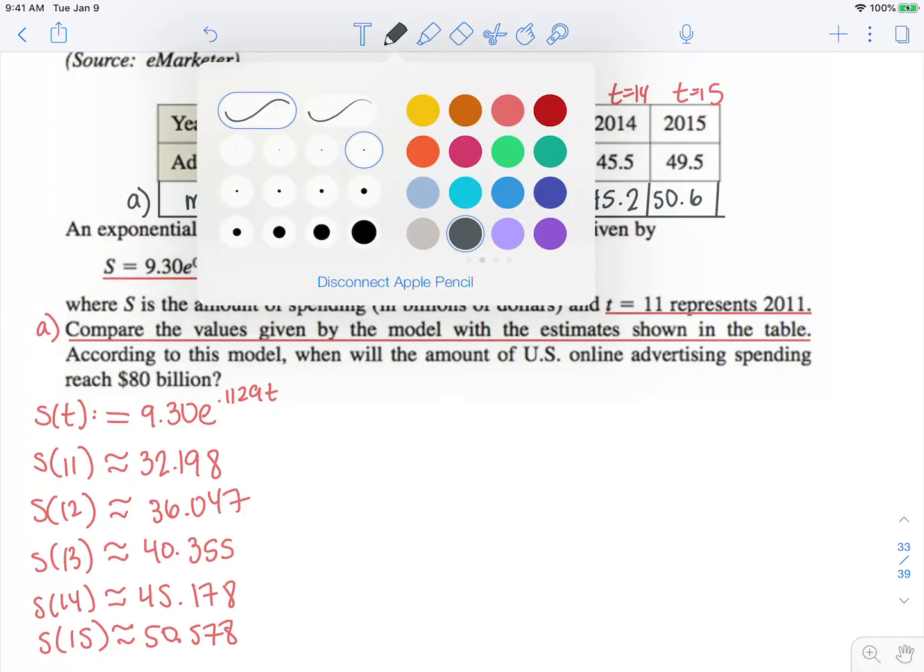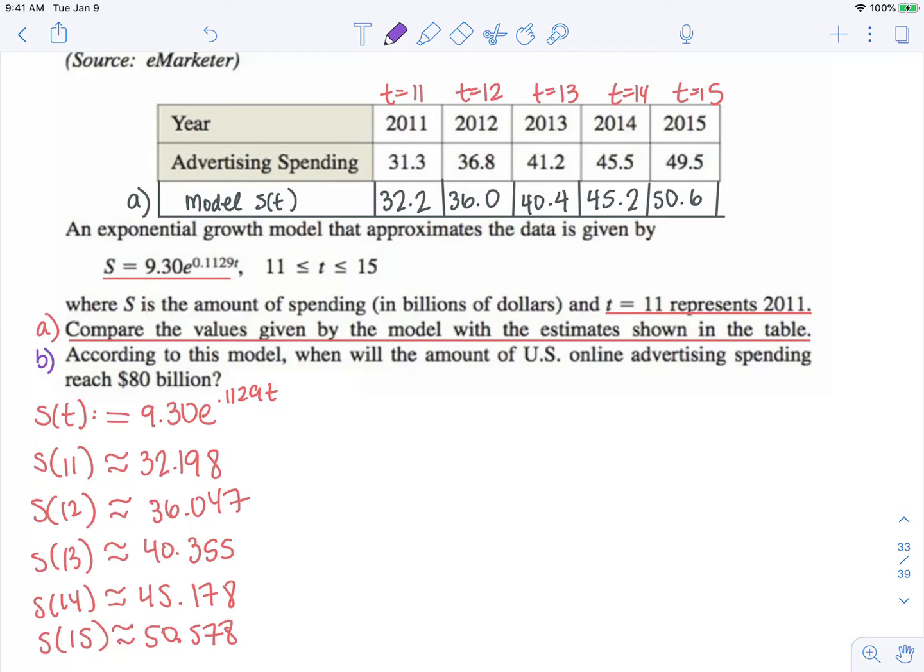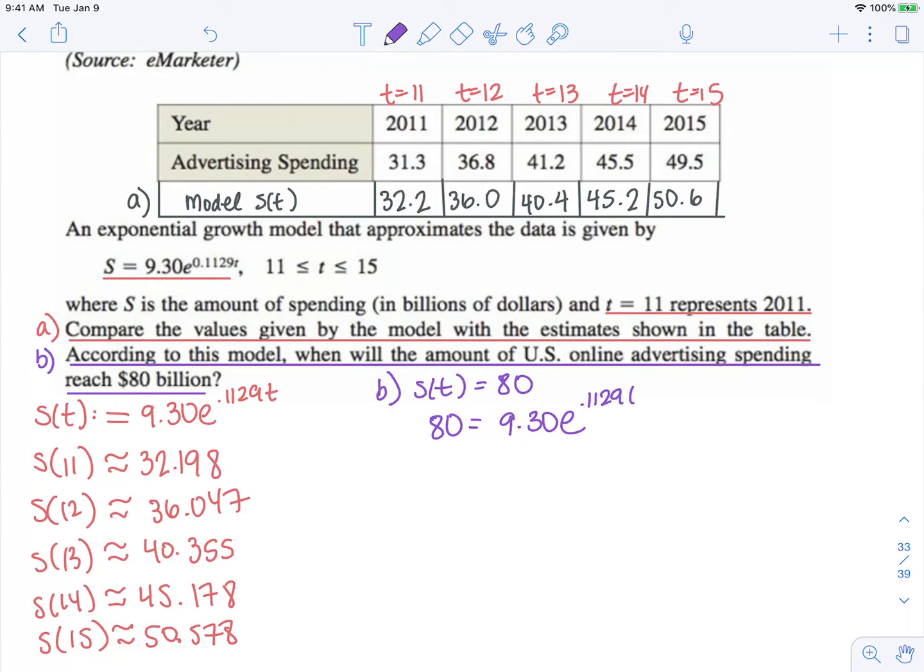Now we can focus in on the second part of the problem. I'm going to call it part B. According to this model, when will the amount of U.S. online advertising reach $80 billion? So that is, at what time does our spending equal 80 billion? So that's 80 equals 9.30 e to the 0.1129t. I've got an exponential equation now.